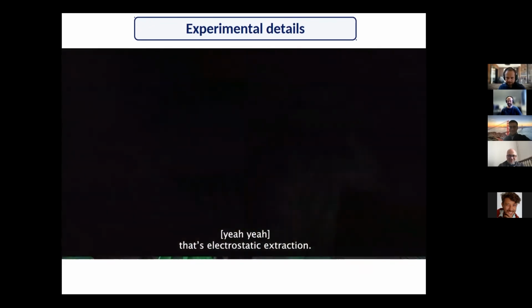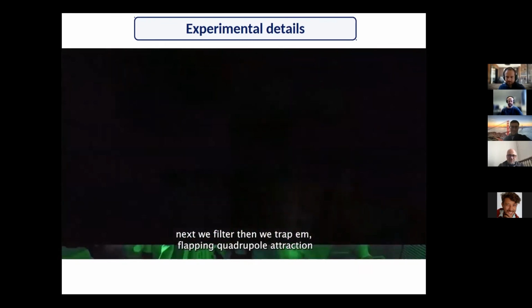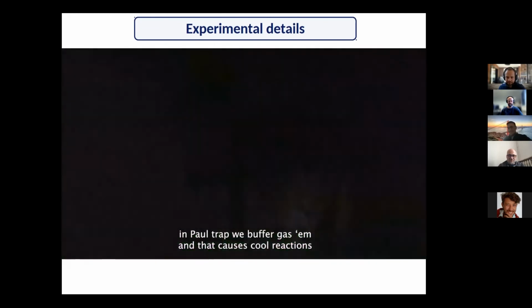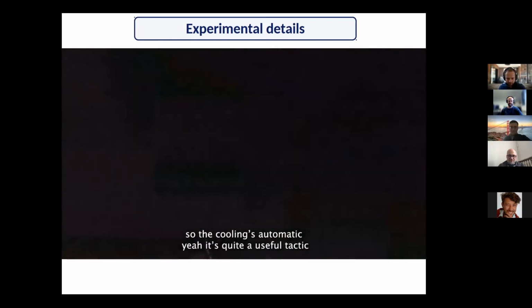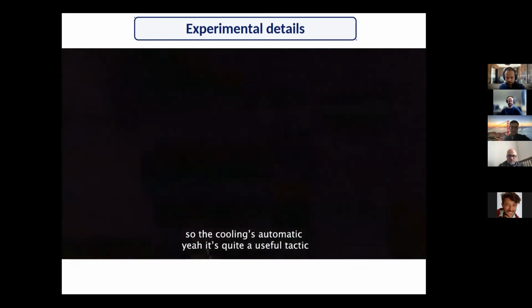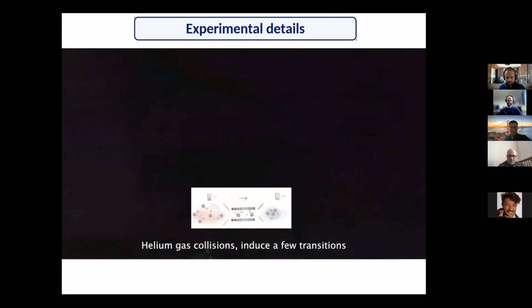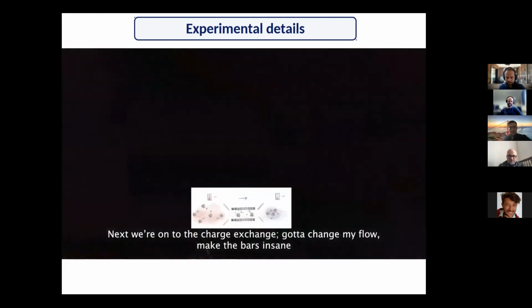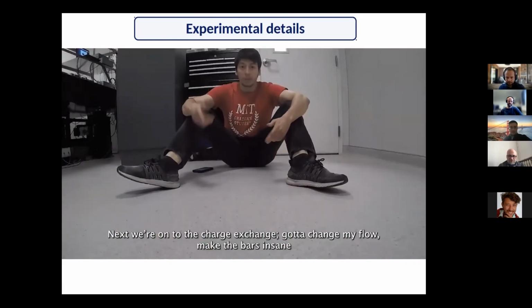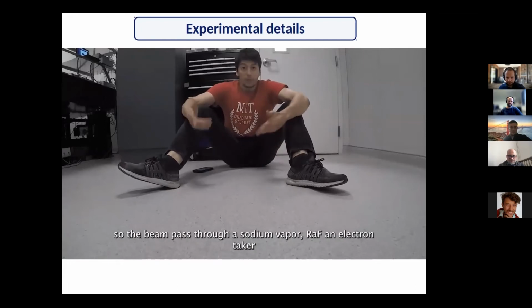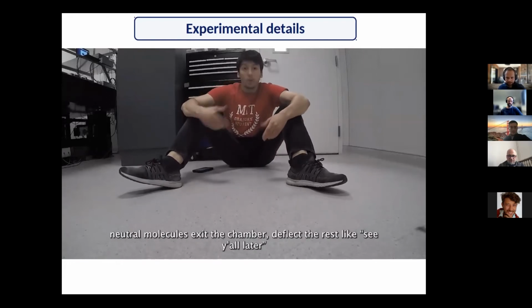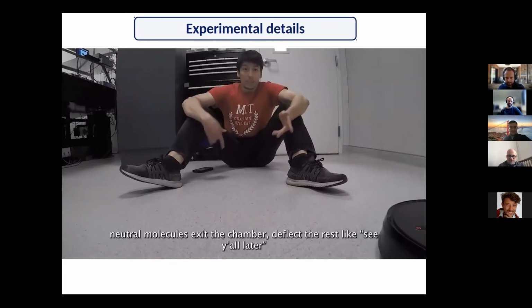Yeah, that's electrostatic extraction. Next we filter, then we trap them, quadrupole attraction. In a Paul trap, we buffer gas them, and that causes cool reactions. The ions are not static, scatter non-adiabatic, so the cooling's automatic. Yeah, it's quite a useful tactic. Helium gas collisions induce a few transitions, reducing our partition function, thus upping precision. Next we're onto the charge exchange. Gotta change my flow, make the bars insane, so the beam passes through a sodium vapor, an electron taker. Neutral molecules exit the chamber, deflect the rest, like see y'all later.